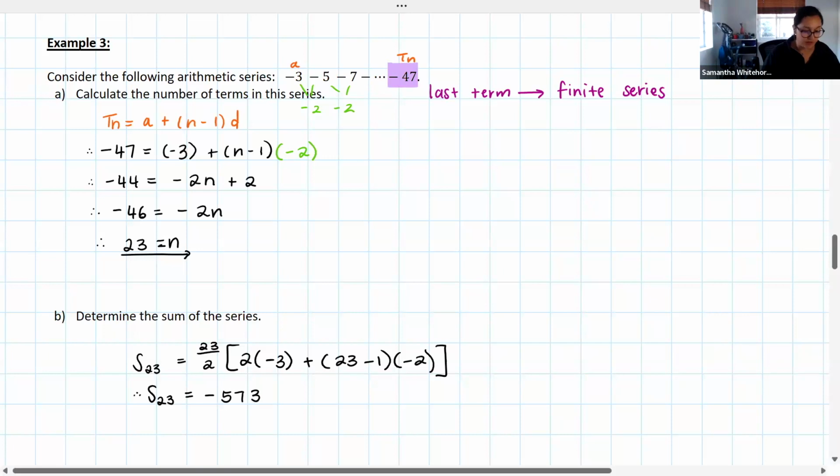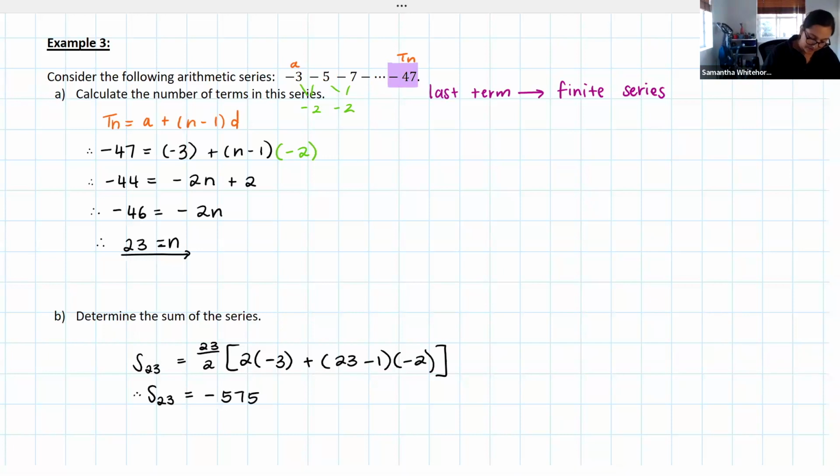-573.75. Now, guys, this makes sense. You are adding a whole bunch of negatives, right? So you're just getting more and more negative the more negatives you add on. So it makes sense that my sum is going to be a big negative value.